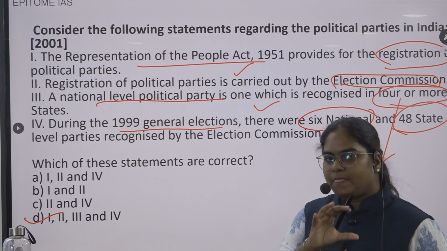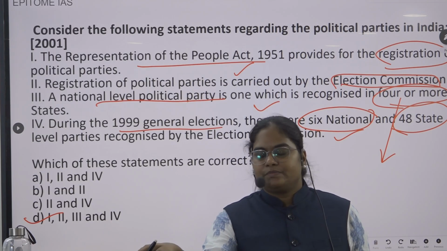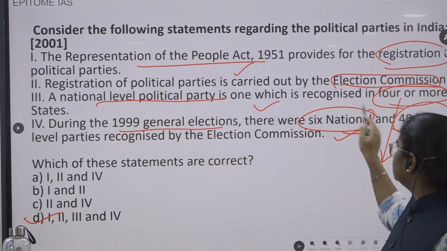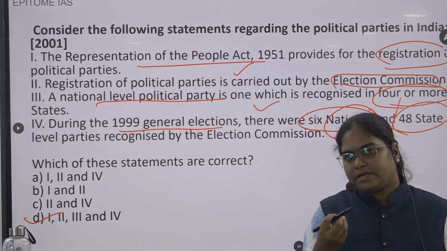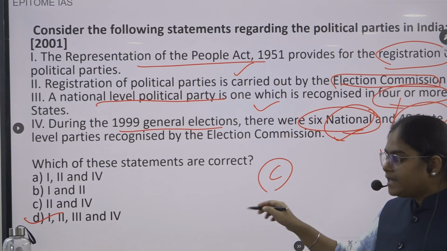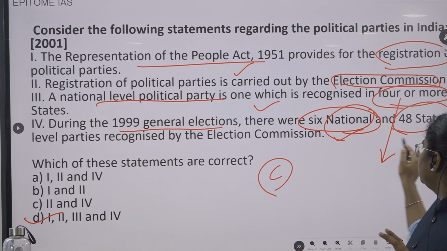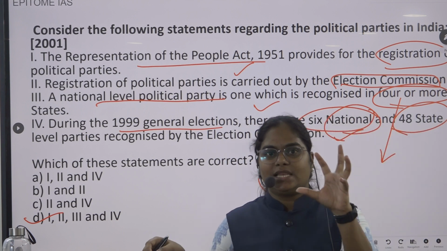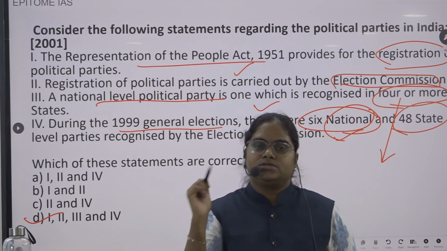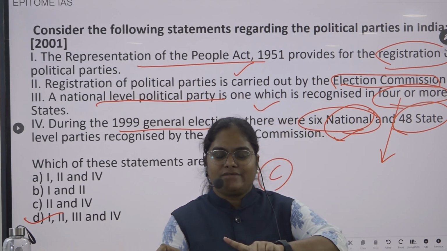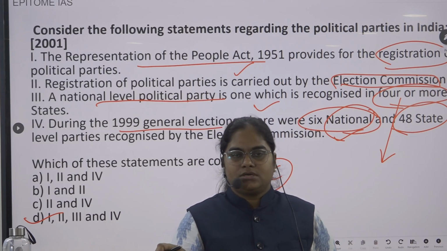Now tell me in the comment section, let us see who is going to tell the correct answer. How many national parties are recognized, political parties recognized currently in 2024, right now? And you have to also tell me how many state level parties are recognized. You have to tell me this in the comment section.